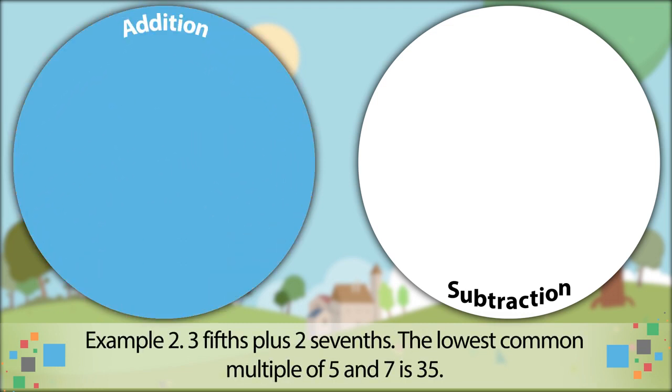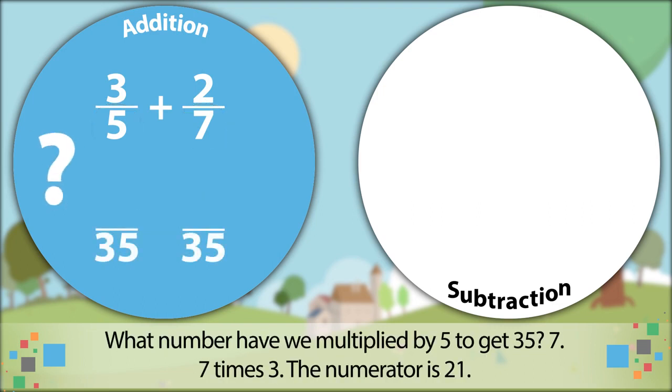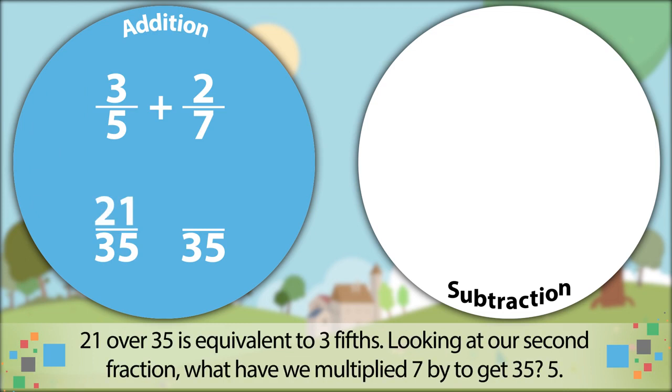Example 2. 3/5 plus 2/7. The lowest common multiple of 5 and 7 is 35. What number have we multiplied by 5 to get 35? 7. 7 times 3. The numerator is 21. 21 over 35 is equivalent to 3/5.